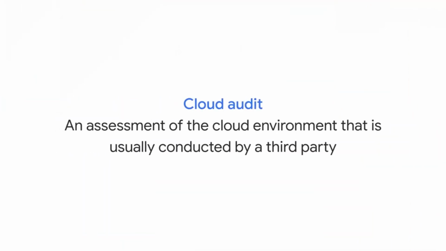A cloud audit is an assessment of the cloud environment that is usually conducted by a third party. It results in a set of findings that describe how well an organization is meeting the audit standards, and it also provides ideas for improvement. Audits generally take place every 6 to 12 months. Before the audit, auditors outline an audit plan. The audit plan includes the controls auditors will be evaluating for in the audit.